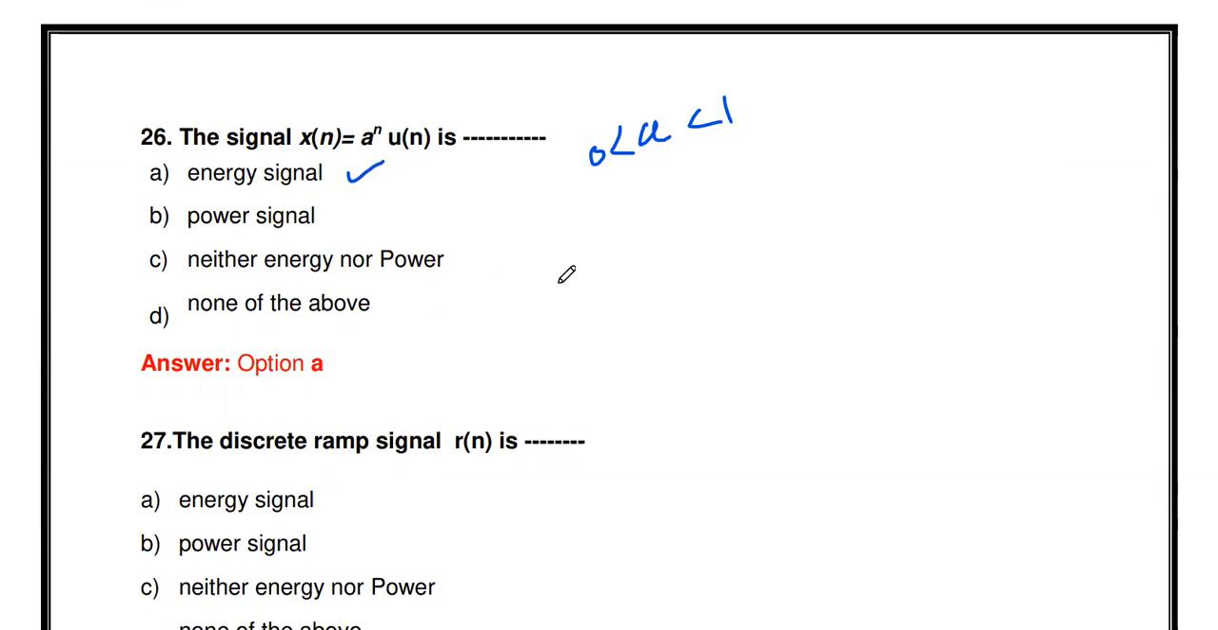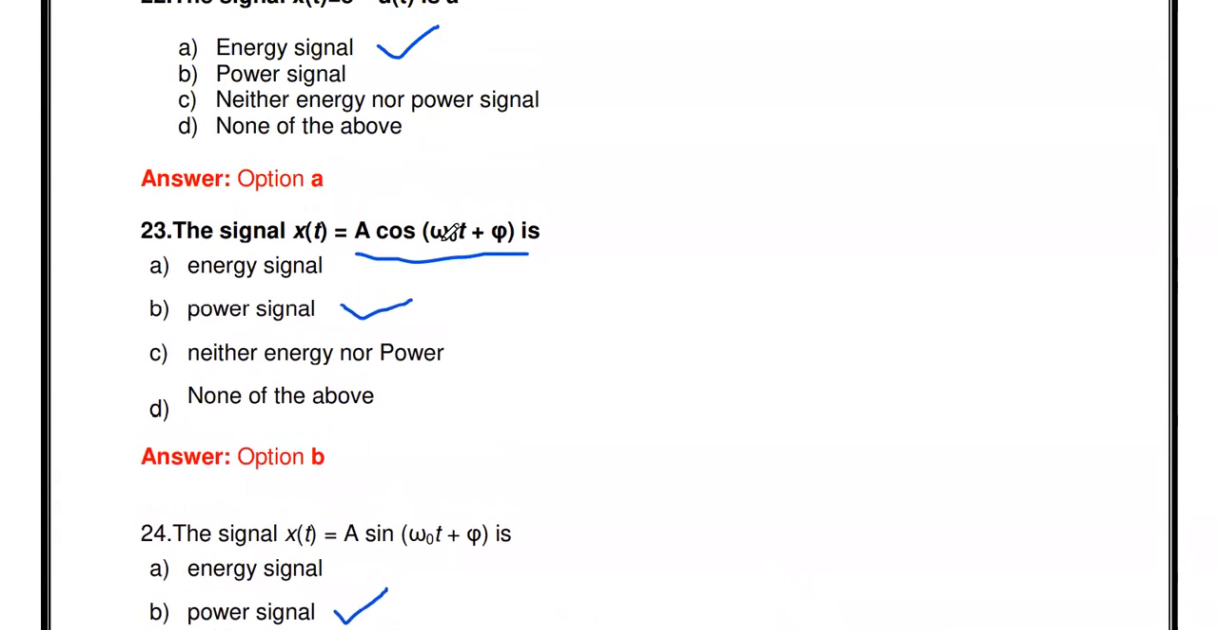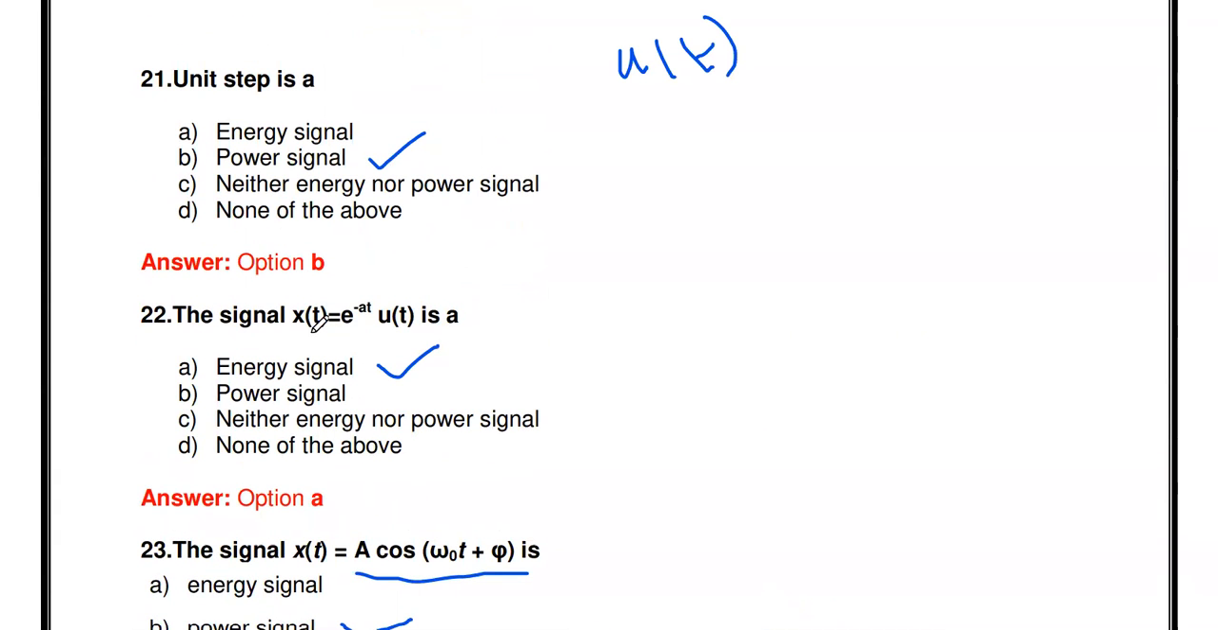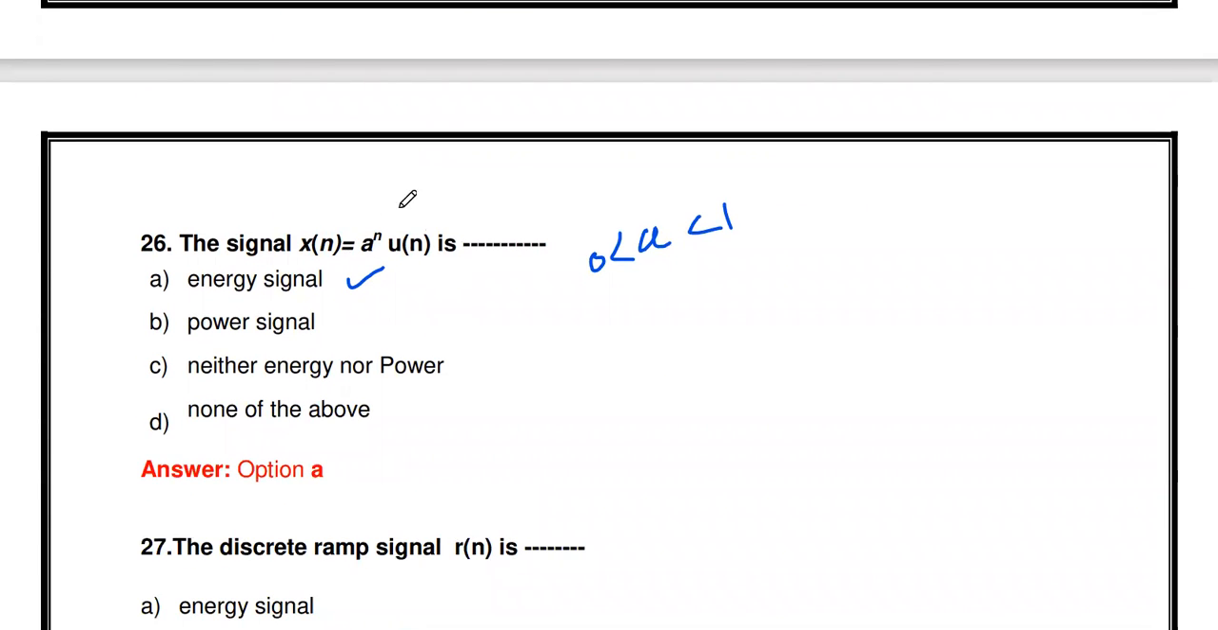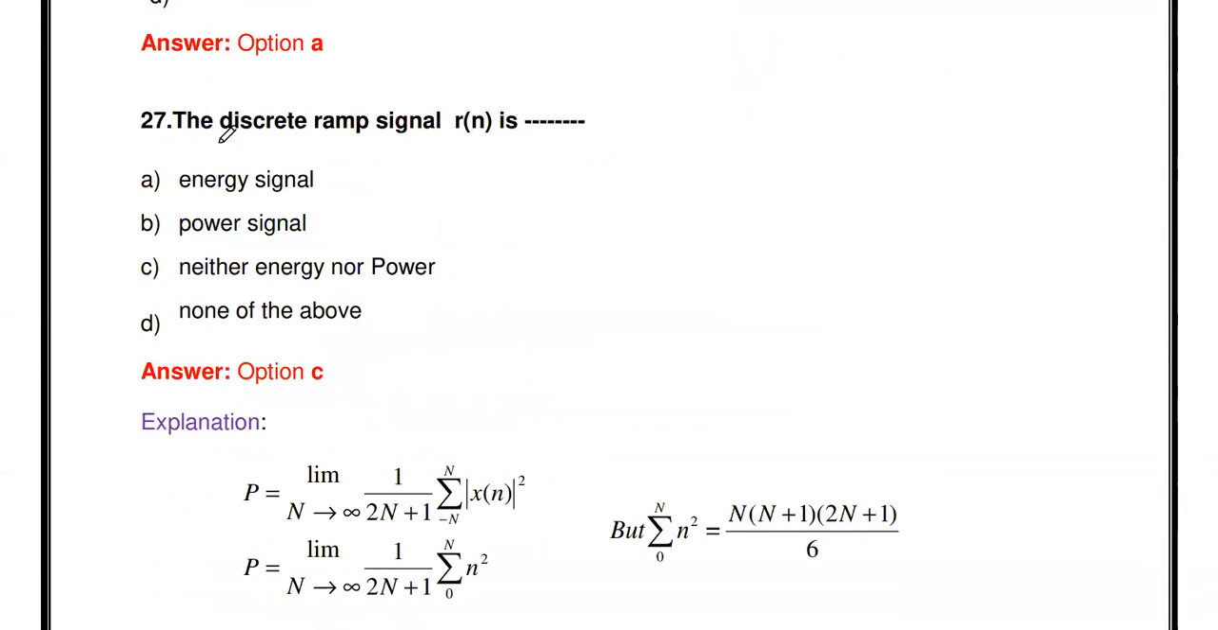Similar to e power minus at u of t, which is an exponentially decaying continuous time signal and an energy signal, the discrete decaying exponential signal is also an energy signal. Using the formula energy E equal to summation n equal to minus infinity to infinity of the magnitude of x of n, the whole squared, if you solve it you will get the answer: energy is finite. Then the discrete ramp signal R of n.